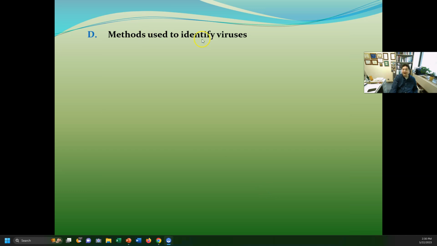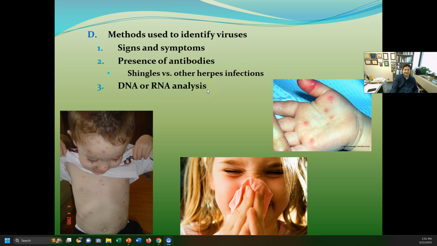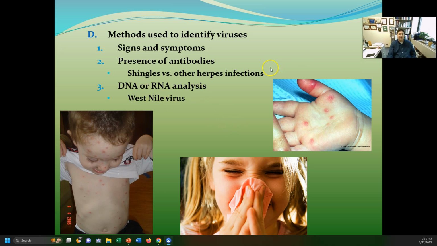All right. Viruses, identifying them can be a little trickier. We often just look at signs and symptoms and whether or not antibodies are present. Like, for example, with shingles or other herpes infections, we're looking for antibodies. Sometimes we have to do that nucleic acid analysis, DNA or RNA, like for West Nile virus. So again, bacteria are a little bit easier. There's more tests to identify them than it is for viruses.